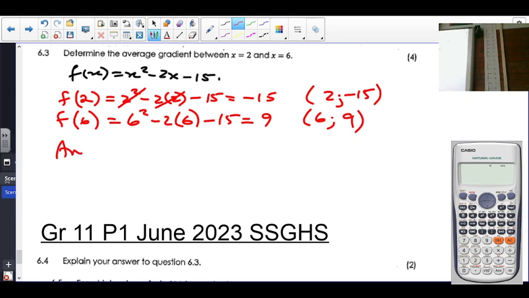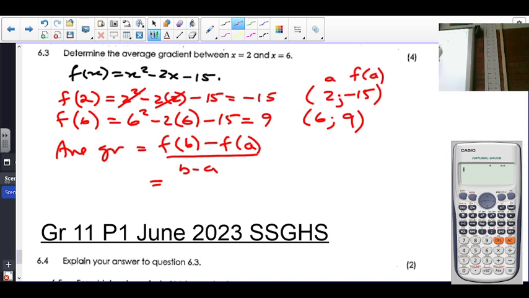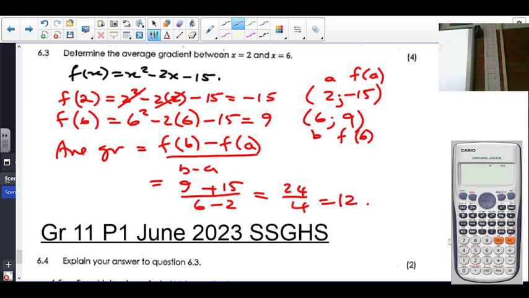So for the average gradient, we say it's going to be f of b minus f of a over b minus a. It's the same as y2 minus y1 over x2 minus x1. Okay. So if this is a, that's of course f of a. If that is b, this is of course f of b. So it's going to be 9 minus negative 15 over 6 minus 2. 9 plus 15 is 24 over 4, which is 6. How do I get 12? 24 over 4 is 6. Thank you.